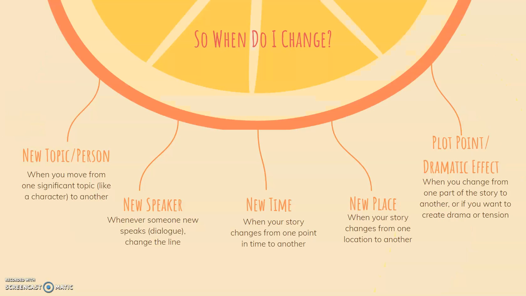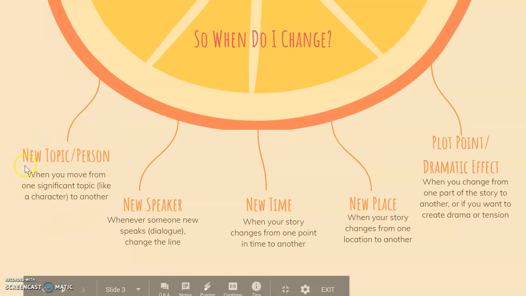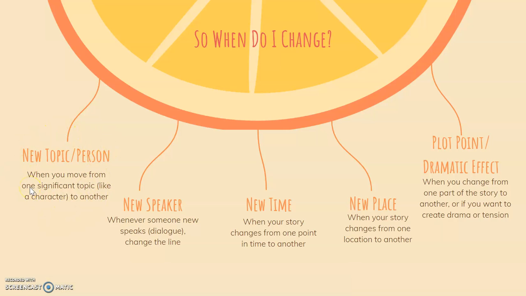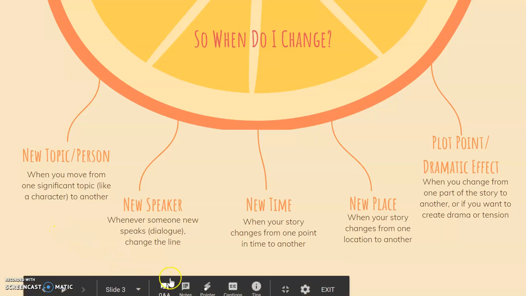So the first thing that you need to focus on is when you have a new topic or a new person that you're talking about in your story. So you move from one topic to another topic, or you're describing one character and then you describe another character. You would have a new paragraph when you describe that new person.